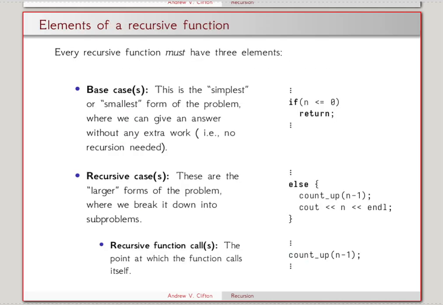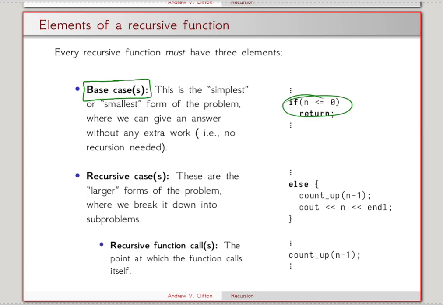There's a few elements that every recursive function has to have here. So we have to have at least one base case, and that's the simplest or the smallest form of the problem where we can give an answer without any extra work. So no recursion needed here. So that's our n less than or equal to 0. We just return in that case here.